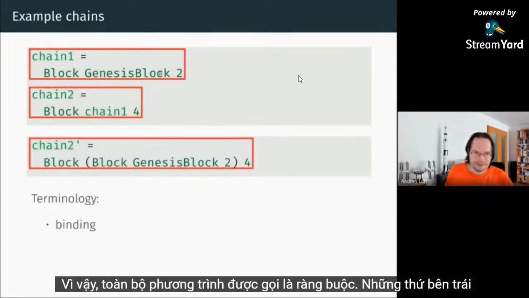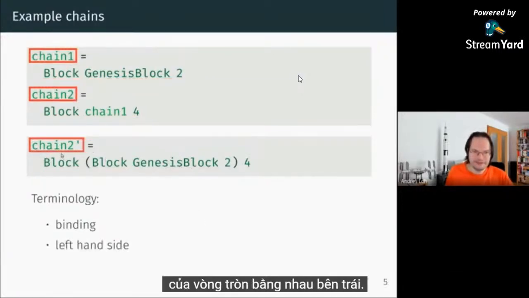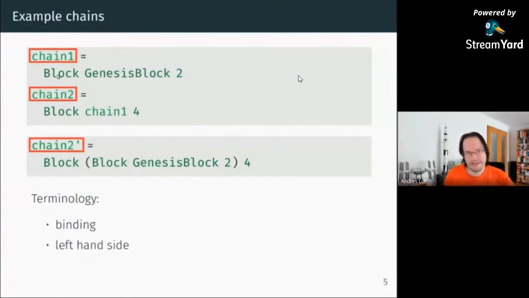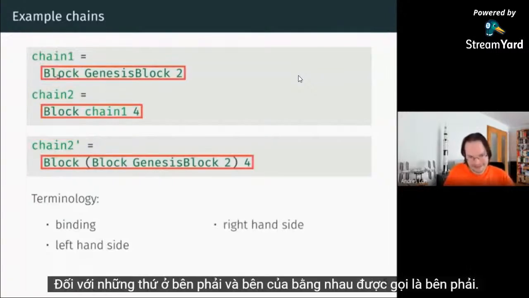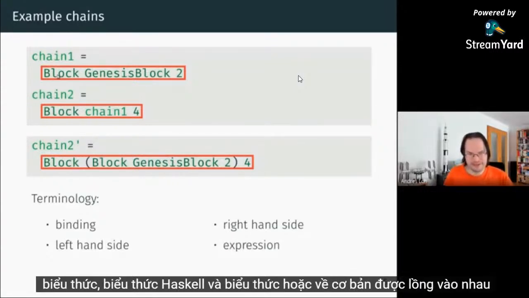And so let's again look at terminology. The whole equations are called bindings. The things to the left of the equals are called left-hand sides. That is the thing that you're defining. That is an abbreviation, an identifier that you're defining to be something, right? A constant in this case. The things to the right of the equals are called right-hand sides. And the things that occur on the right-hand sides are called expressions, Haskell expressions.